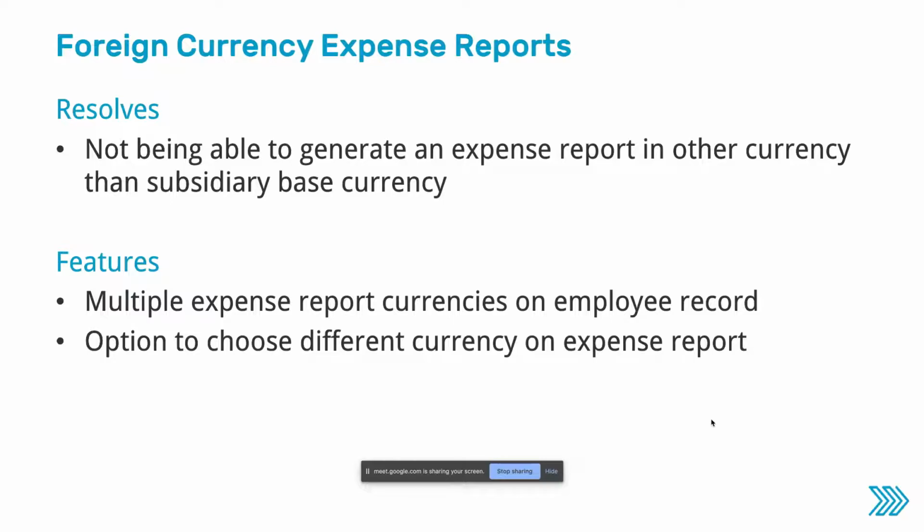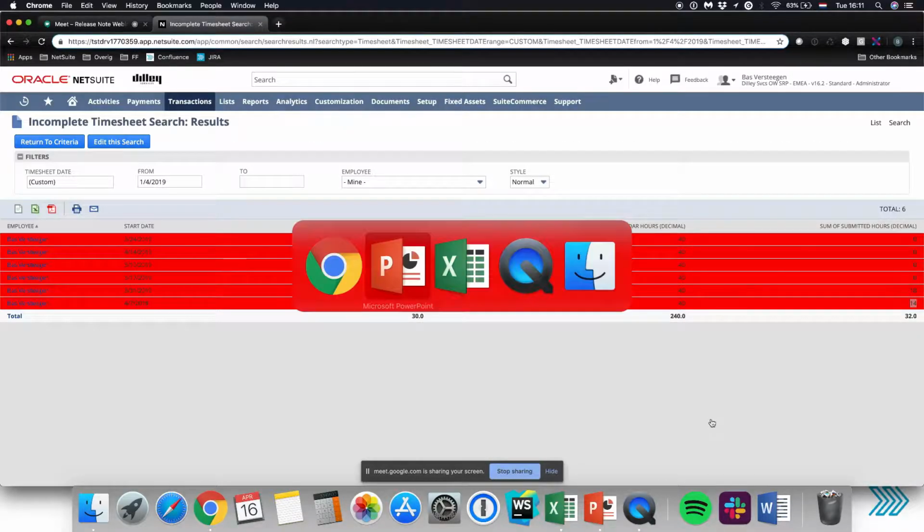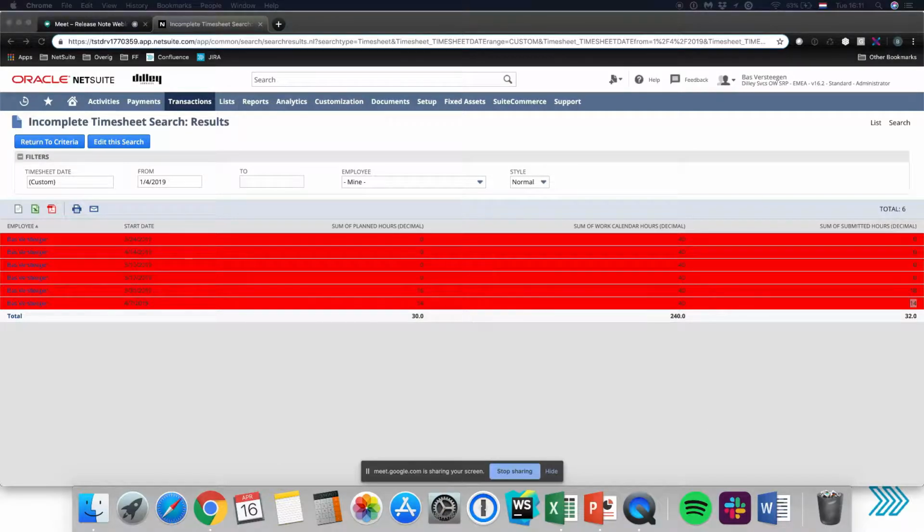What NetSuite has added now is the option to create expense reports in multiple currencies and add multiple expense report currencies on the employee record. Meaning, for instance, your sales staff in the UK is able to fill in their expense report in GBP, and it's simpler to actually capture these records in GBP and make payments in GBP in this case. So let me demonstrate this feature to you.